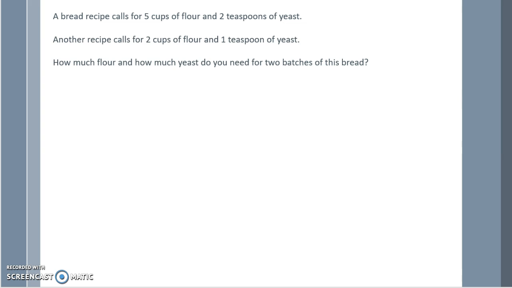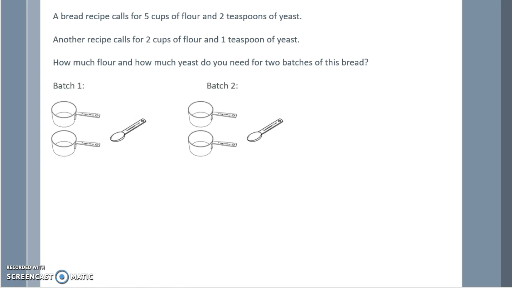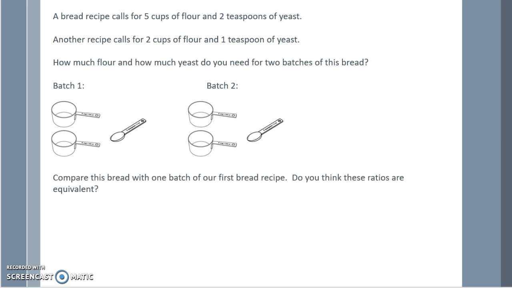Another recipe calls for 2 cups of flour and 1 teaspoon of yeast. How much flour and how much yeast do you need for 2 batches of this bread? Batch 1, we need 2 cups of flour and 1 teaspoon of yeast. Batch 2, we have 2 cups of flour and 1 teaspoon of yeast, for a total of 4 cups of flour and 2 teaspoons of yeast.